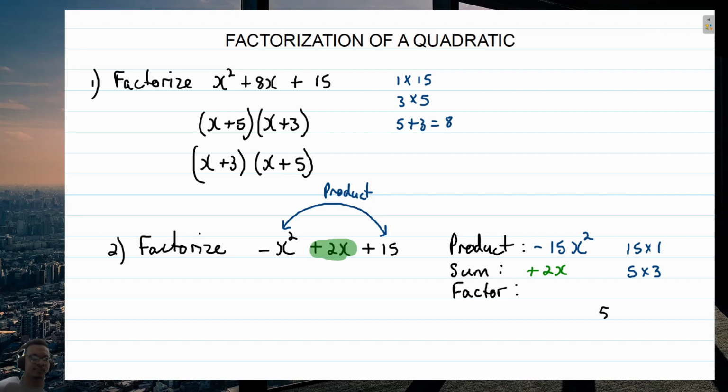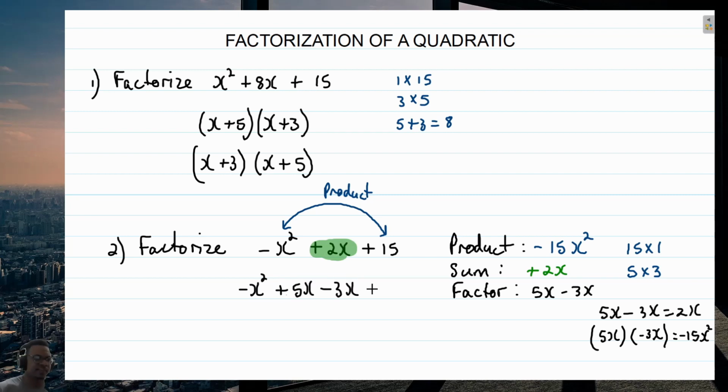So it works like this. 5x take away 3x would give me 2x. And if I multiply that 5x by negative 3x, I will get negative 15x squared. So I'll write for my factor 5x take away 3x. So now I'll write back my negative x squared and then positive 5x take away 3x, and then I'll write back the positive 15. So this positive 2x got split into positive 5x and negative 3x.